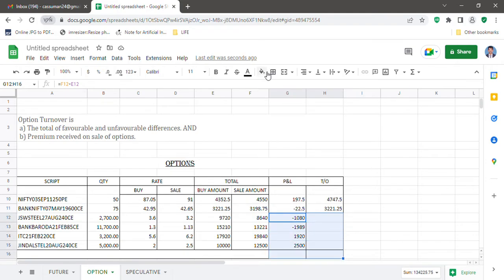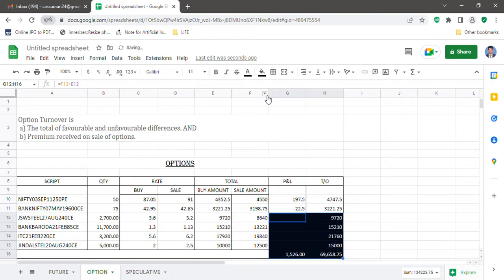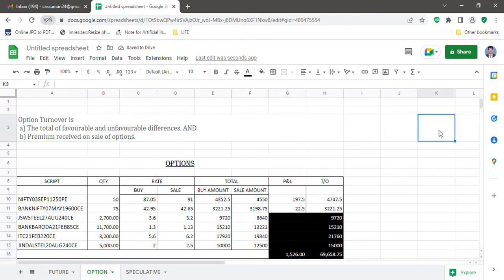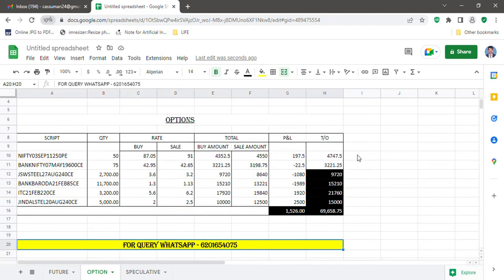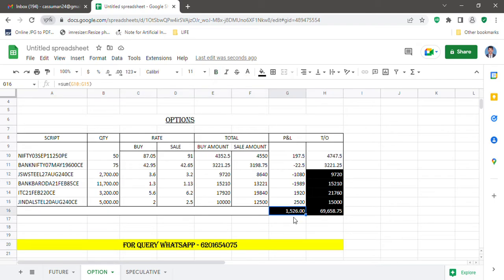So let's calculate the total, and here it is. What happens? Just wait for a second. So the total of the profit and loss is 1526, and the turnover is 69,658.75. I think now you understood totally how to calculate the options turnover.